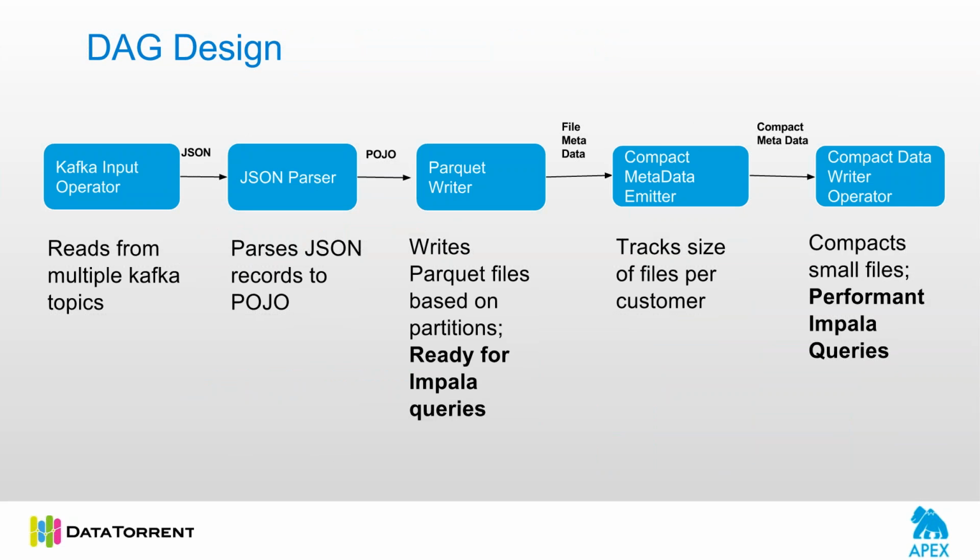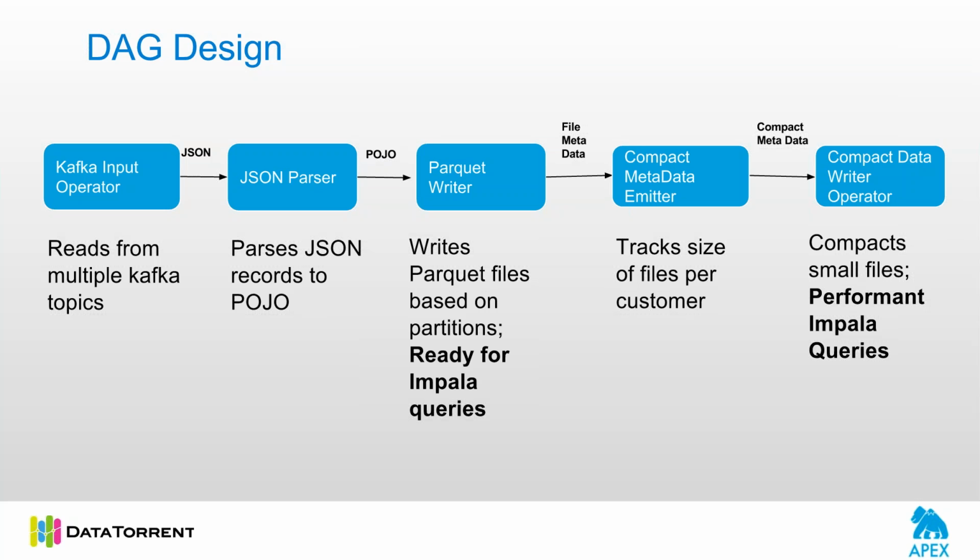So this is the design we had made for this application. All the blue boxes represent operators in Apex terminology, whereas the arrows represent the streams. Overall, the task was to read from Kafka and write the files to HDFS. Let me walk you through the DAG design one operator at a time.